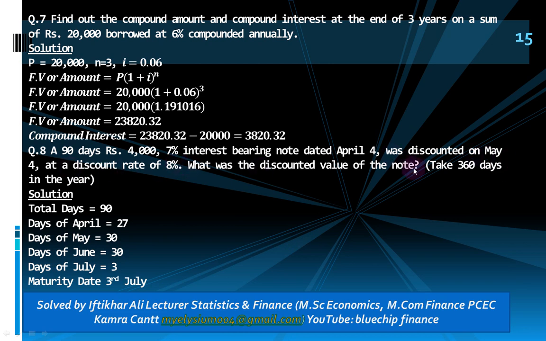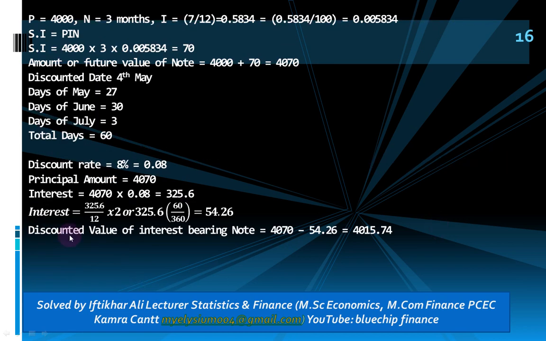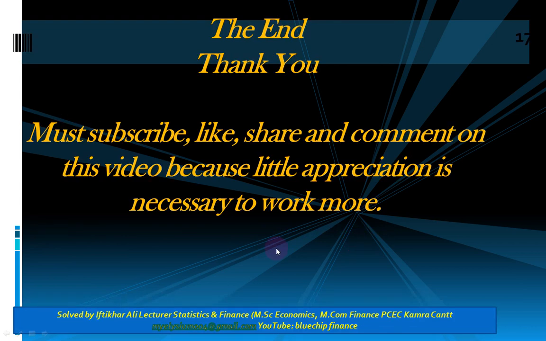Okay, it is the second part of the question. So discounted value of interest bearing note will be 4015.74.